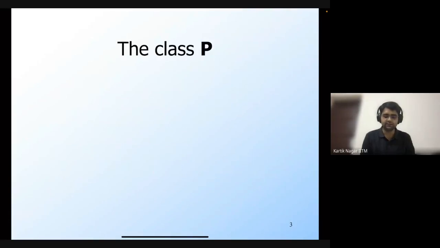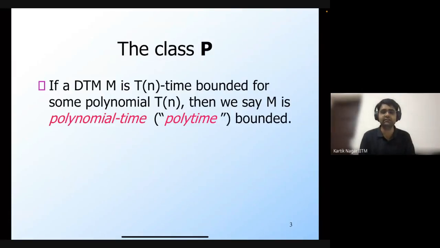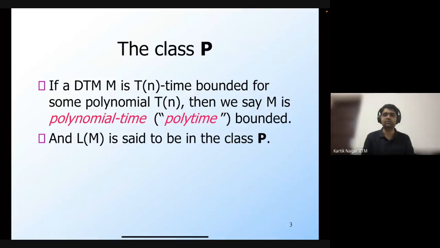Now that we have time-bounded Turing machines, I can define the class P. If a deterministic Turing machine M is T(n) time-bounded, where this function T(n) is a polynomial in n, then we say that this machine M is polynomial time, or polytime bounded, and the language of this machine M is said to be in the class P. So a problem is in class P if there is a polynomial time bounded Turing machine which can decide that problem.